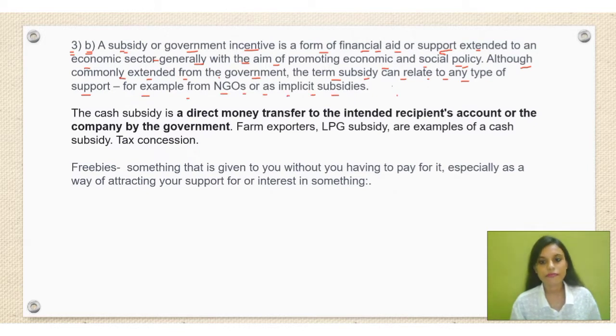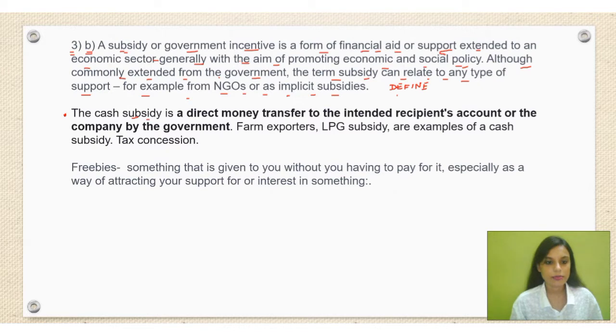So you have to define what are subsidies, okay? Of course, the three topics that are there in the question, you need to just define those. That is subsidies, cash in lieu of subsidies, and freebies. You need to just discuss those three first. Okay, this is the cash subsidy definition.